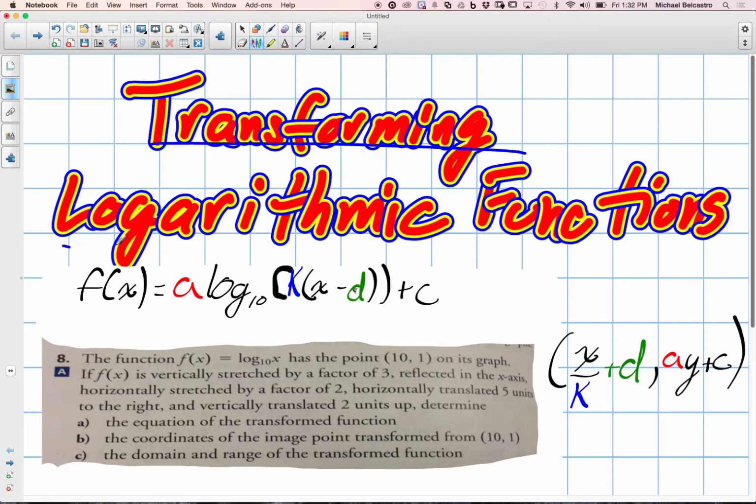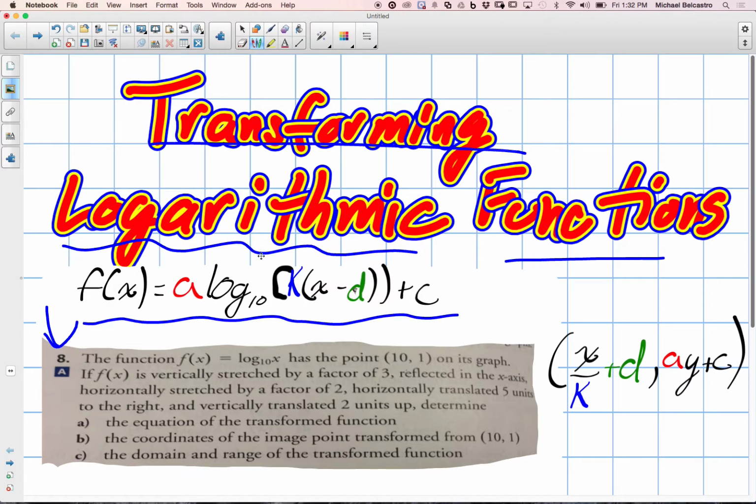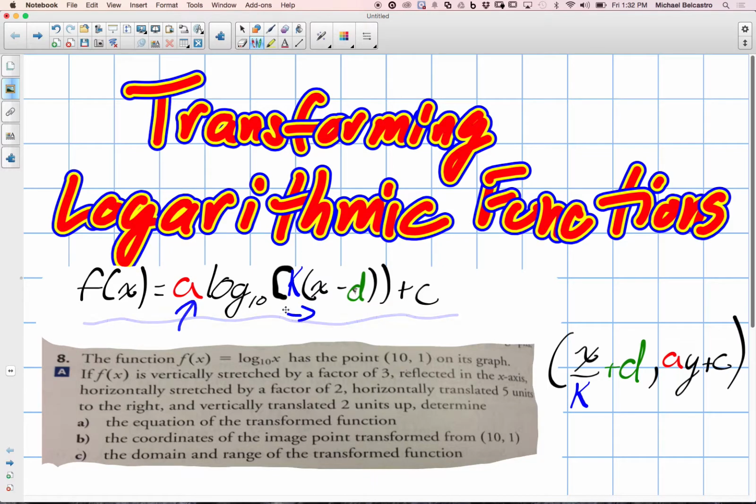All right, we're looking at transforming logarithmic functions. We've been given this question below, and this is our parent function here. Our variable a does vertical stretches, compressions, and flips. Our k value does horizontal stretches, compressions, and flips. D will move our function left and right, and C will move our function up and down. So with that information and this mapping notation, we're going to try to solve this question number 8.